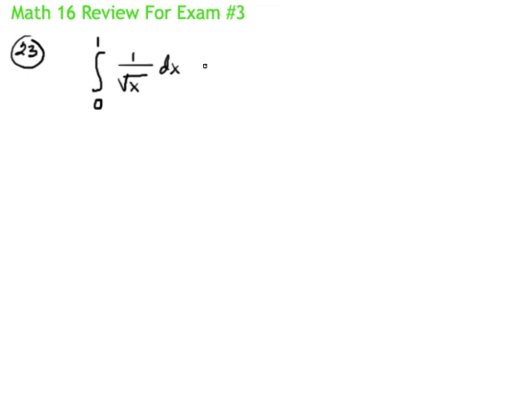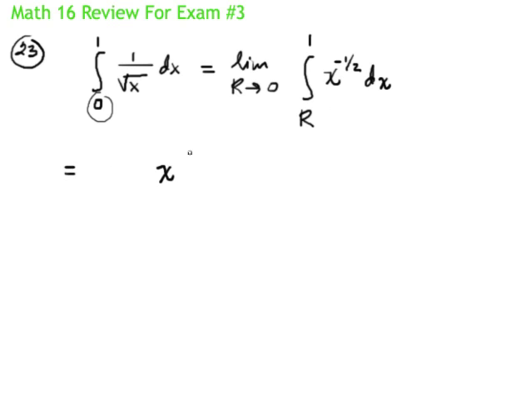Okay, let's write this integral. Here's the problem point right here. So let's write this as the limit as r goes to 0 of the integral from 1 to r, x to the minus 1/2, and integrate. Minus 1/2 plus 1, divide by 1/2, or multiply by 2.